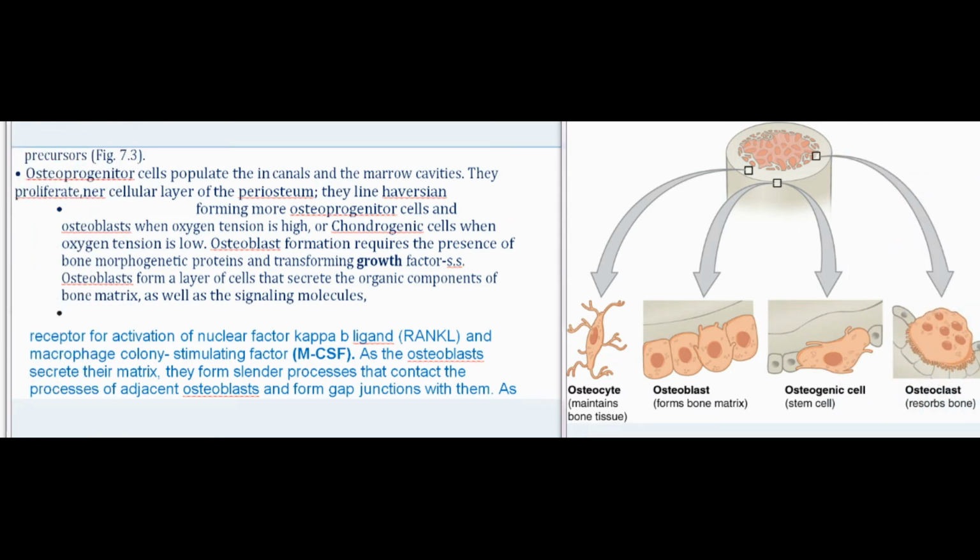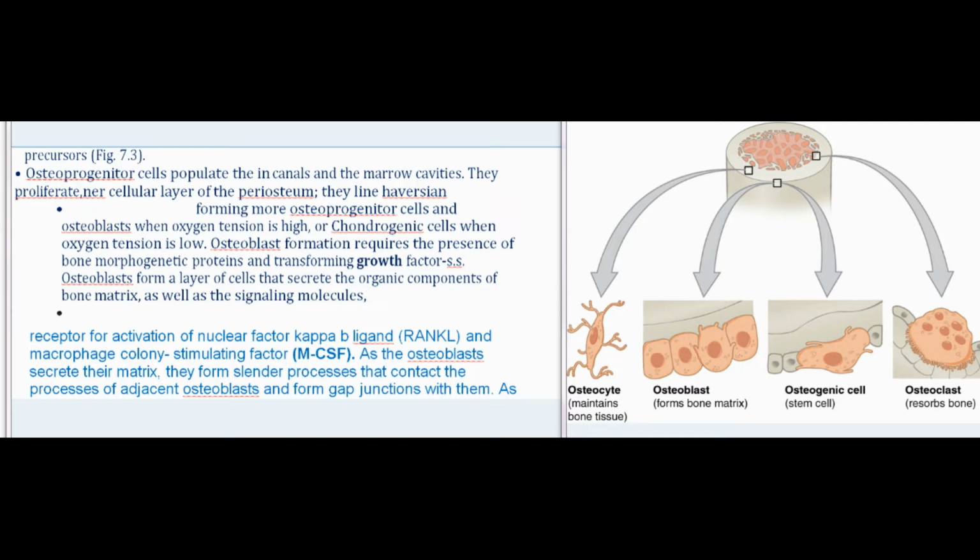Osteoprogenitor cells populate the endosteum and the marrow cavities. They proliferate in a cellular layer of the periosteum. They line Haversian canals, forming more osteoprogenitor cells and osteoblasts when oxygen tension is high, or chondrogenic cells when oxygen tension is low. Osteoblast formation requires the presence of bone morphogenetic proteins and transforming growth factor beta.